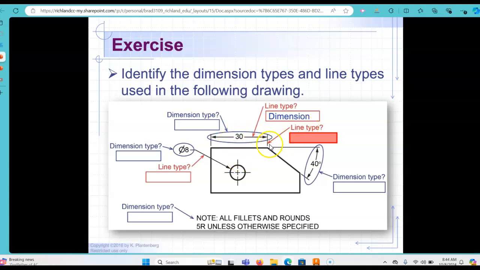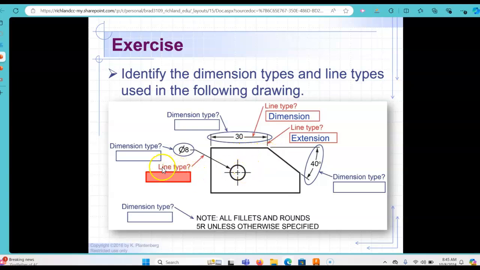The next one is the line type here. Again, take a second, try to think about what that line type is called. And that line type is what we refer to as an extension line. Some of the important features of the extension line: note that there is a small gap between the places where it points to or extends from on those features.